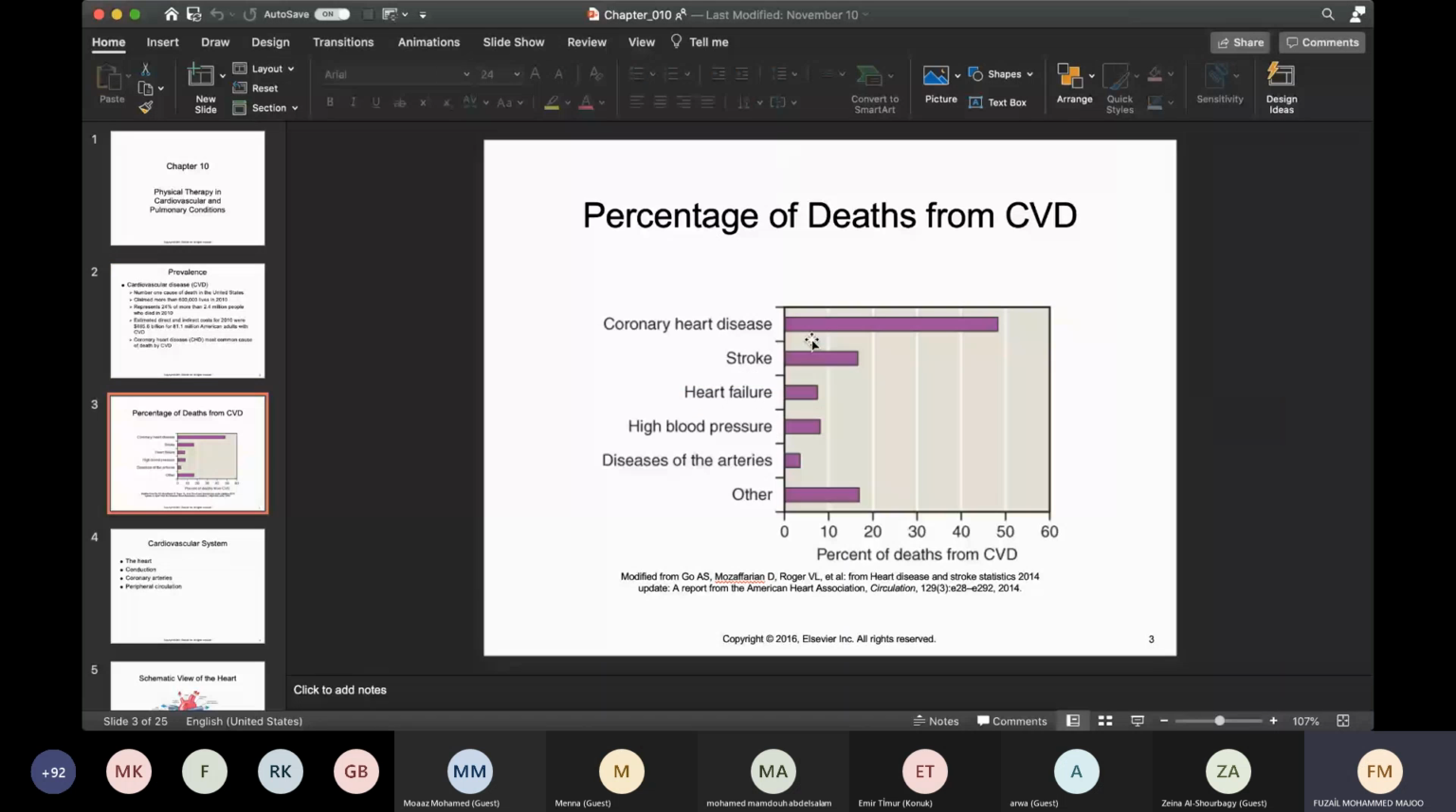We have the #1 cause, coronary heart disease, at roughly 50% here. Next, we have stroke. Stroke, when you look at it, it's about 20% over here. Heart failure is nearly 10. High blood pressure is a little bit less than that. And then you look at arterial diseases and disorders. So again, a huge part of it ends up being affected. There's a lot going on over here.